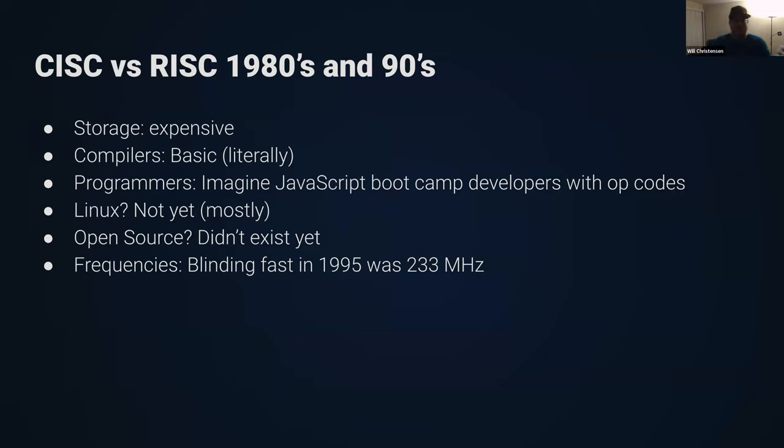The reason why CISC also got dominance is because you needed fewer instructions to do something. With RISC, you needed to do A, B, C, D, E, F, so you needed more of those steps and programs would be longer to execute something than CISC would, because CISC would have more instructions, but they could do more things. And the reason why that was important was because storage was stupidly expensive.